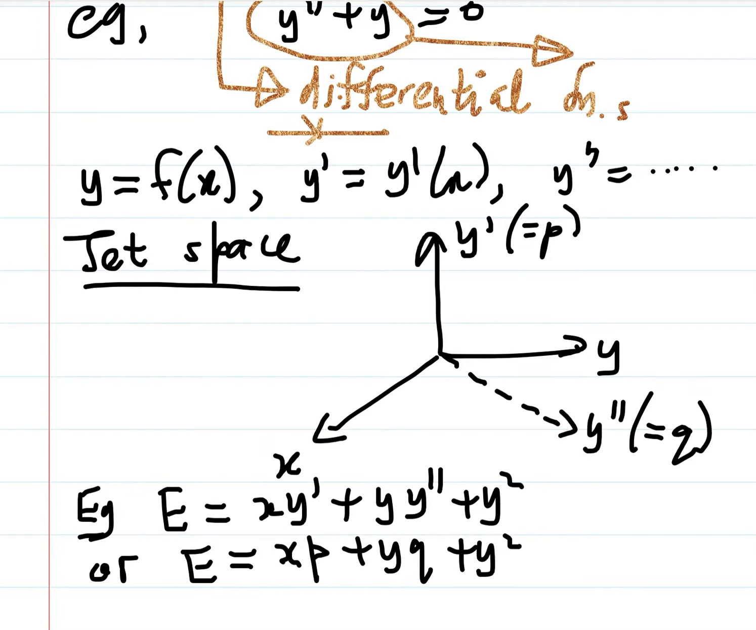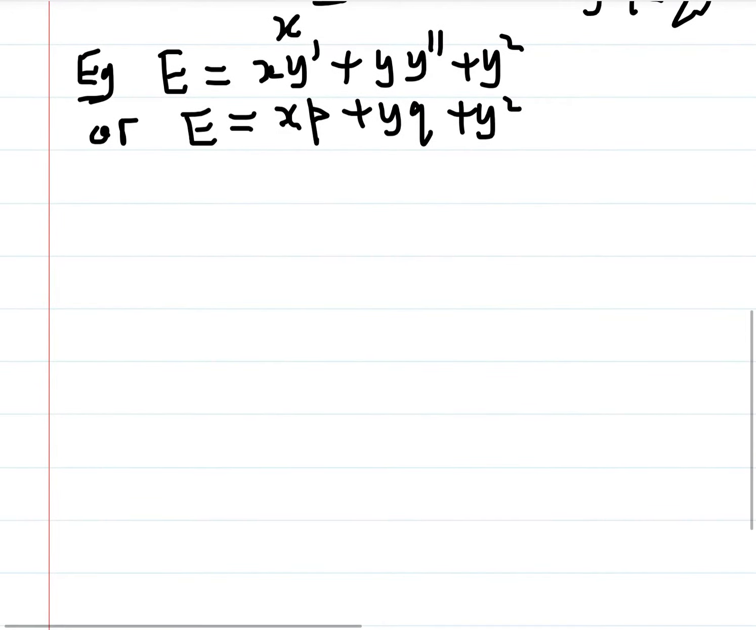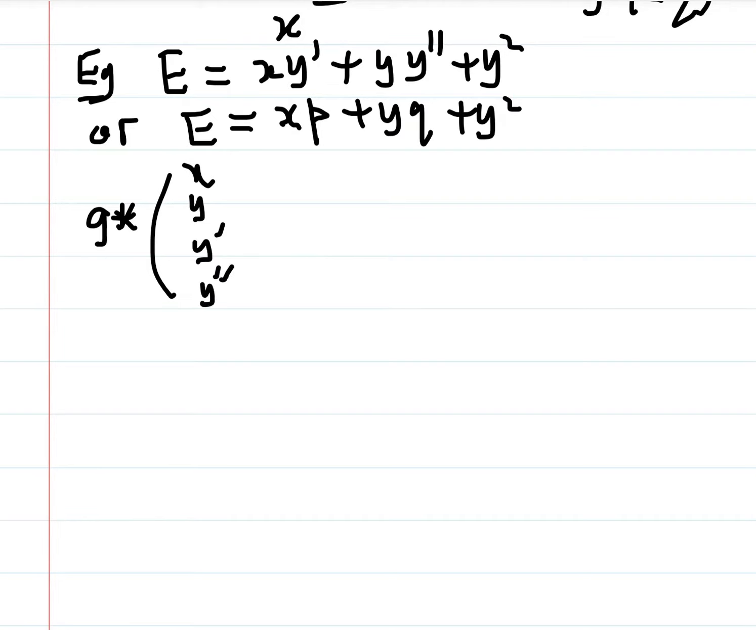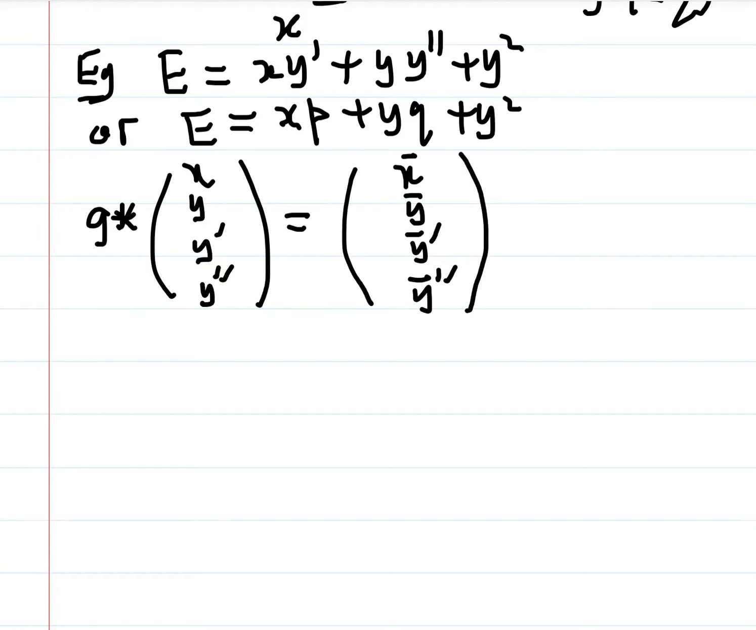As a result of that, we need to now define or extend our notion of a one-parameter Lie group of transformations on, say, G star, say on just x, y, to be G star on x, a third variable y dashed, and a fourth variable y double dashed, etc. So that this would then be x bar, y bar, y bar dashed, y bar double dashed. On the right hand side, dashed is with respect to x bar.